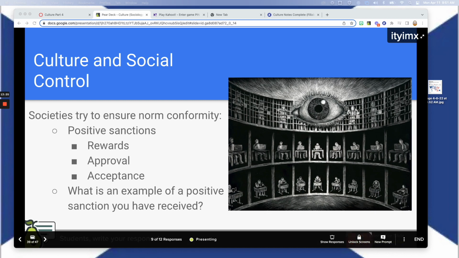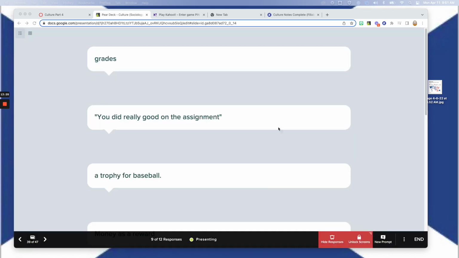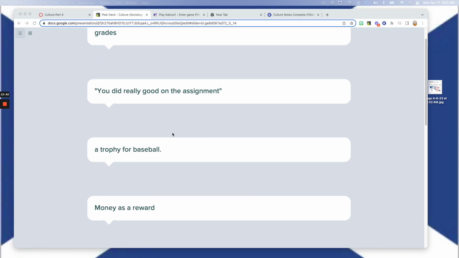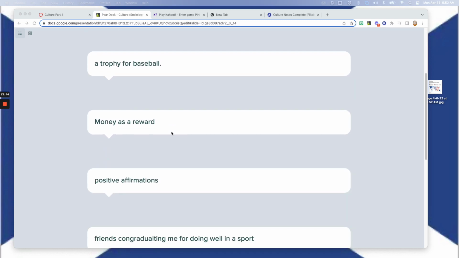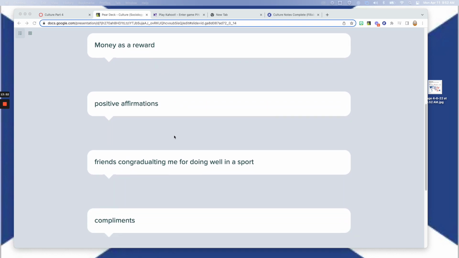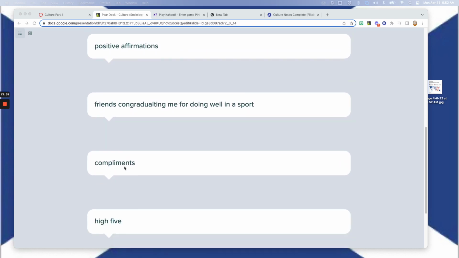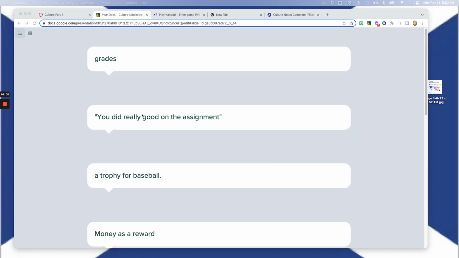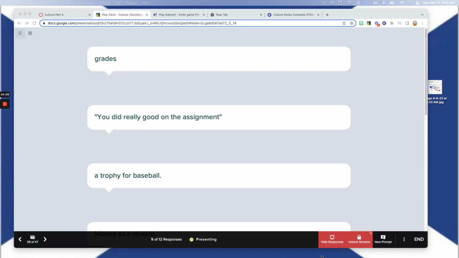Come on, show us the responses. Okay, so grades. Yeah, we give you high grades, which you can see as approval or a reward. Approval in terms of a comment: you did a really good job on that assignment. Trophy for baseball. Money, right? We reward people for showing up to work by paying them money. Okay, yeah, positive affirmations. Congratulations from friends. Compliments, a high five. Yeah, all of these things are examples of positive social sanctions that you have received.